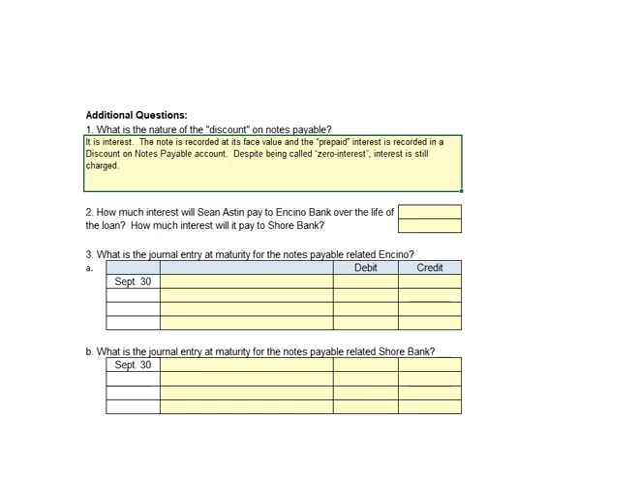So in terms of interest, we're going to pay $4,000 in interest over the life of the loan to Encino Bank, as well as the same $4,000 in interest to Shore Bank. The journal entries at maturity for the notes are as follows. For Encino Bank, again, we're going to pay them $54,000 in cash. And of course, we need to remove the notes payable from our books, which is on our books at $50,000.